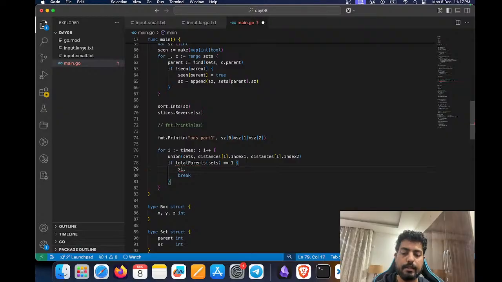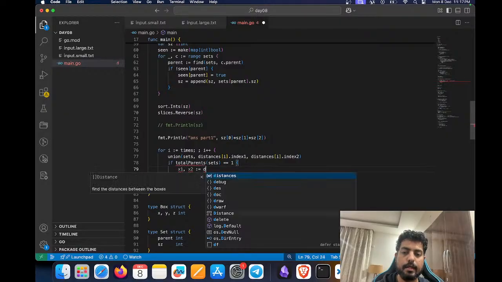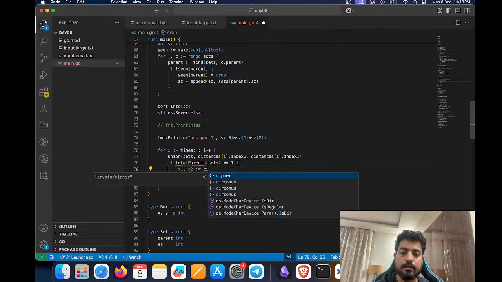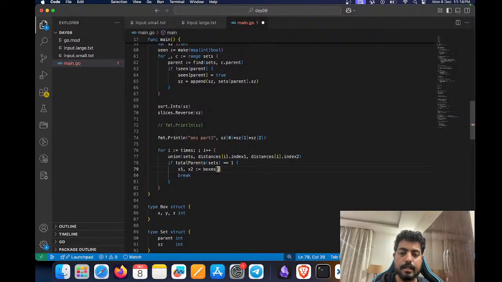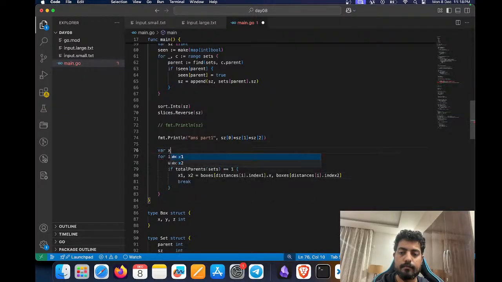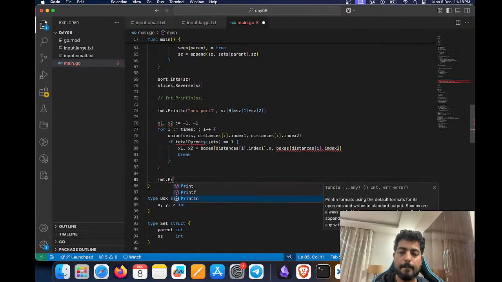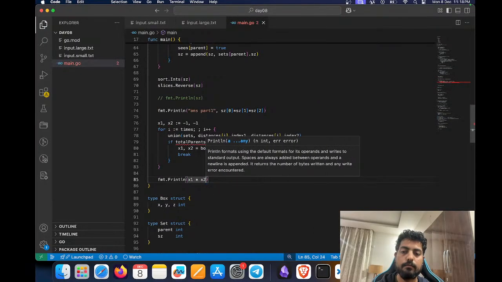And we also have this x1 and x2 set, which is the x coordinate of this index and the other index. So basically it is boxes. So this is the index and x coordinate of this one, as well as x coordinate of the second one, x1, x2, -1, -1, x1 into x2.